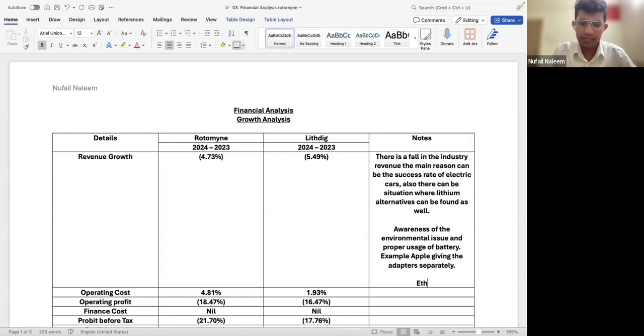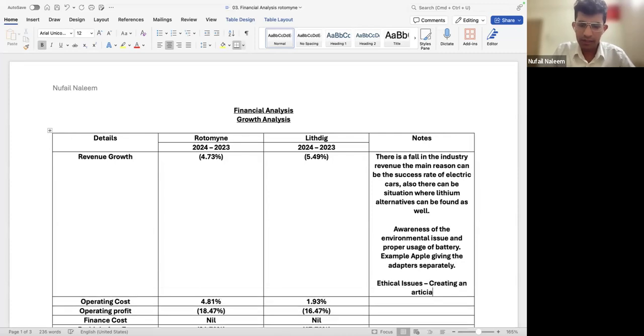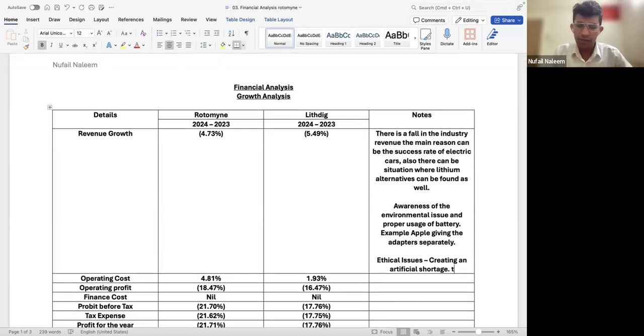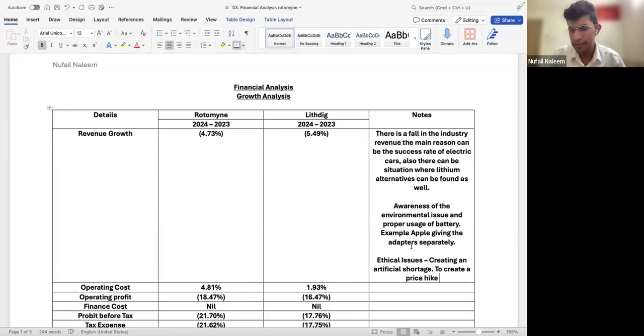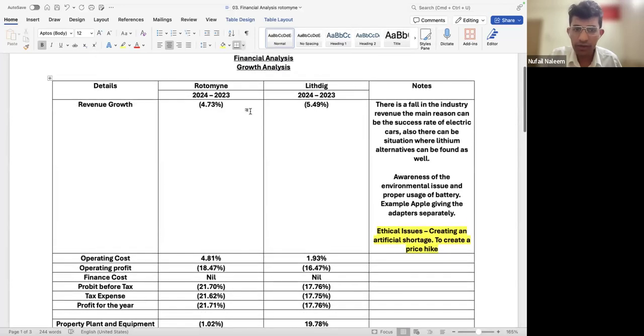So, students, can I write down here ethical issues? Creating an artificial shortage. In the oil and gas industry, Saudi Arabia sometimes creates an artificial shortage to create a price hike. Students, can this be a question on ethics? Because there can be a situation where you are deliberately creating a price, and effectively you are joining the wolf gang situation and going for a price hike also. So that is one more factor to be considered as well.